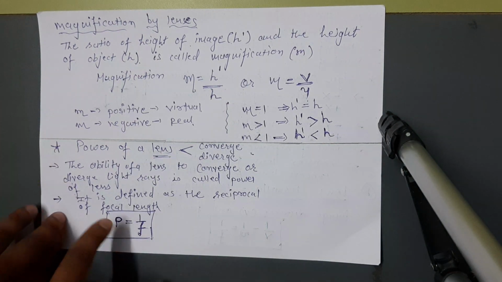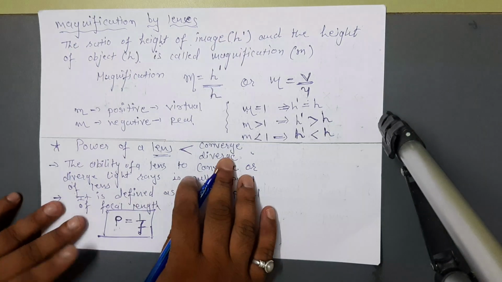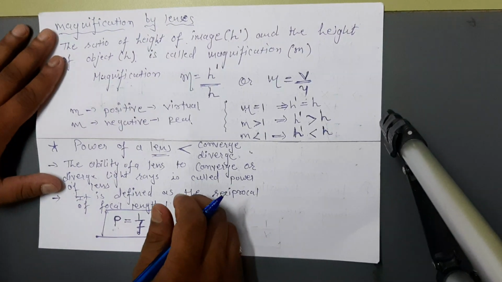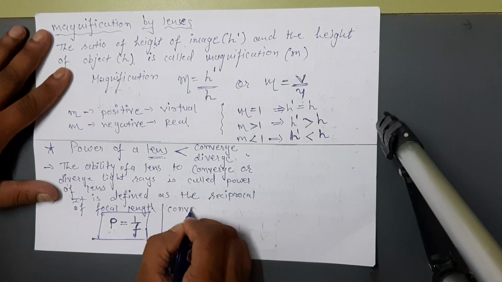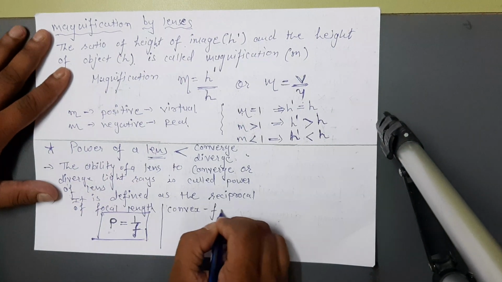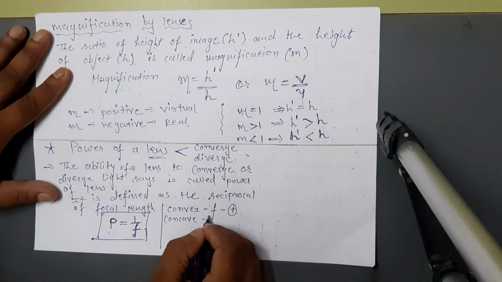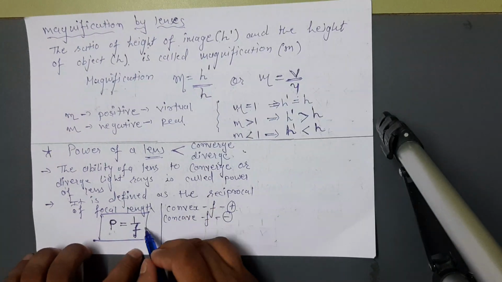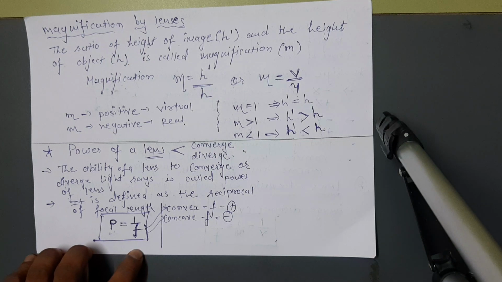Now whatever the power will be, it can be positive or it can be negative, depending on focal length. As we know, for convex our focal length is positive and for concave our focal length is negative. So similarly, for convex our power will be positive and for concave our power will be negative.